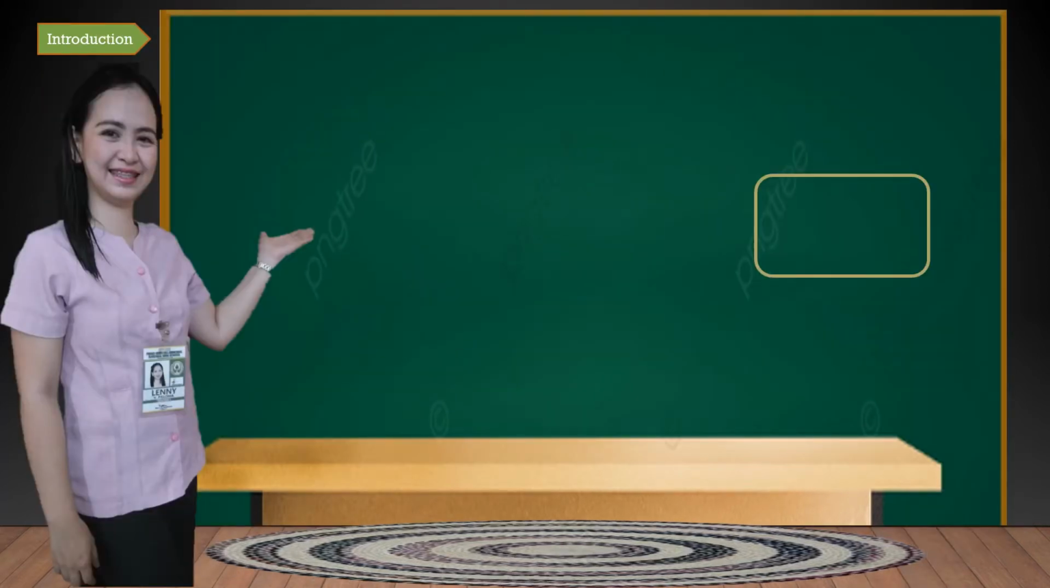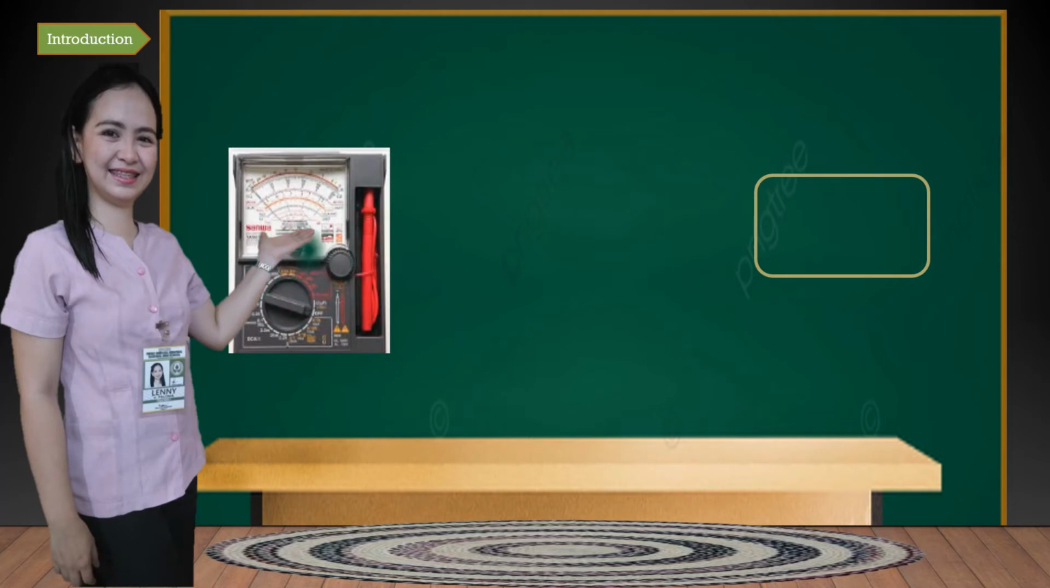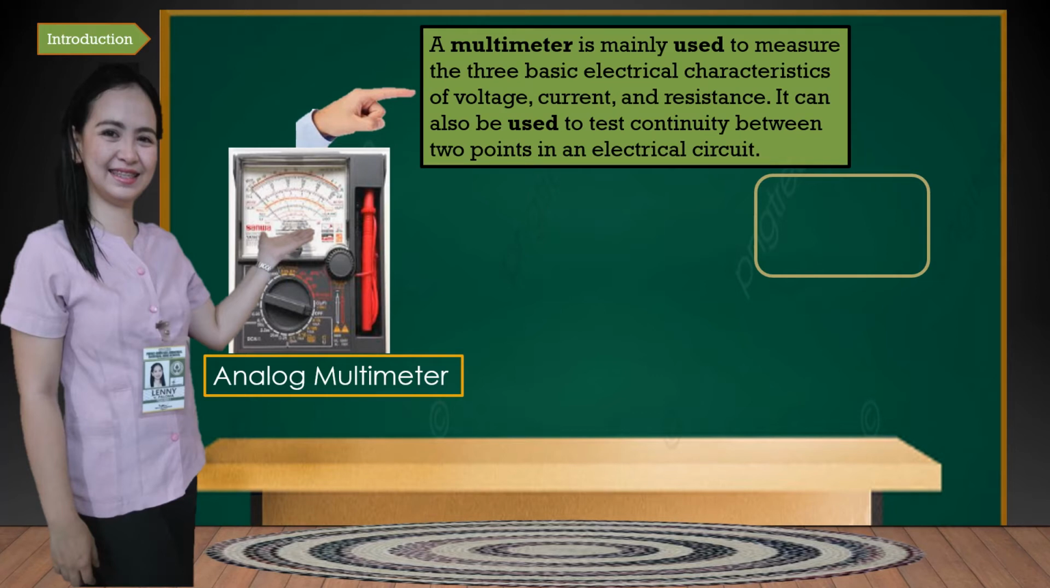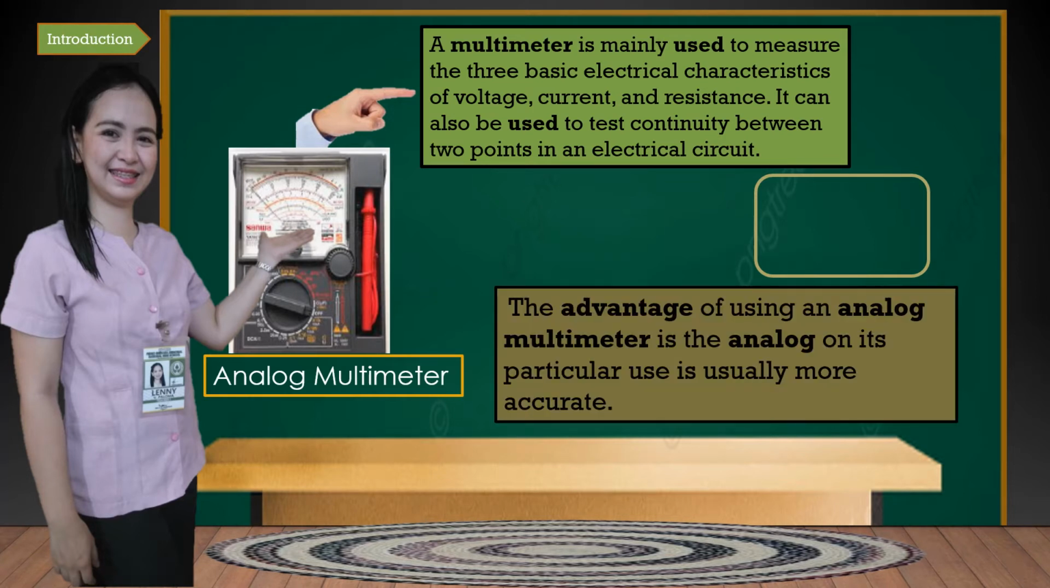How about the second picture? You're correct. It is an analog multimeter. A multimeter is mainly used to measure the 3 basic electrical characteristics of voltage, current, and resistance. It can also be used to test continuity between 2 points in an electrical circuit. It is basically used in electrical work. The advantage of using an analog multimeter is that it is usually more accurate. That's why electricians use it well.